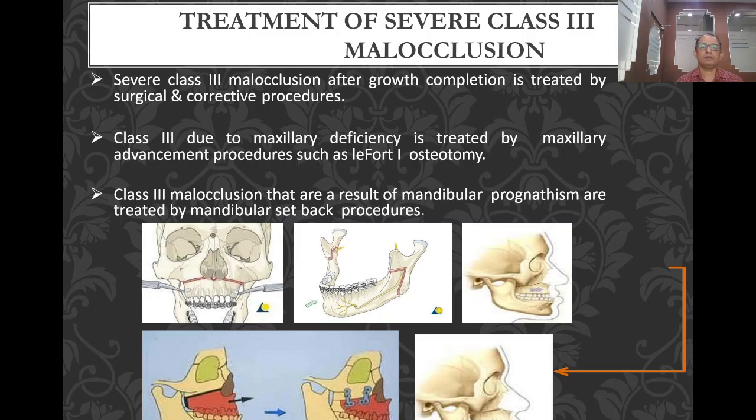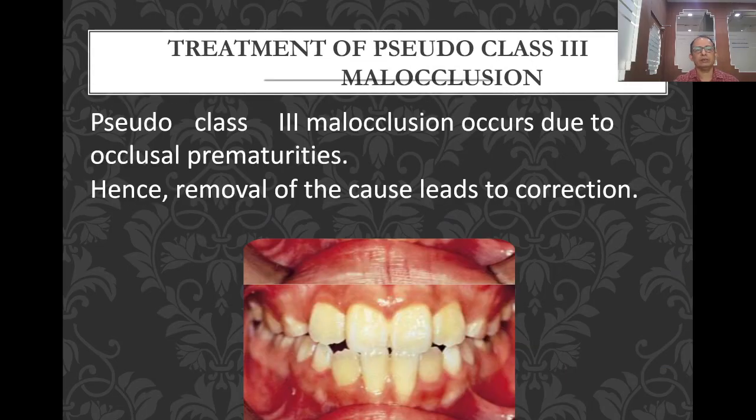After completion of the growth, it is treated by surgical corrective procedures. And class 3 due to maxillary deficiency is treated by a maxillary advancement procedure called a Le Fort 1 osteotomy. Class 3 malocclusion as a result of mandibular prognathism can be treated by mandibular setback procedures.